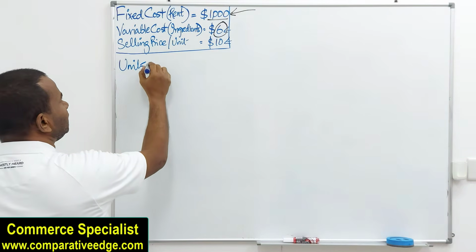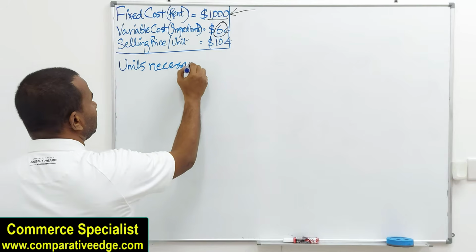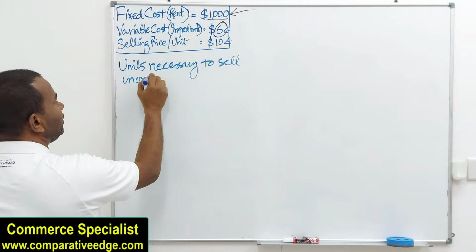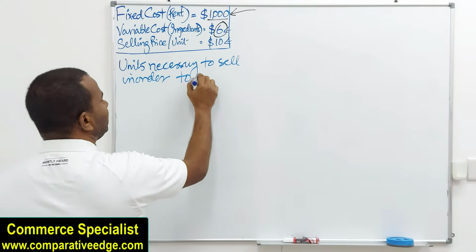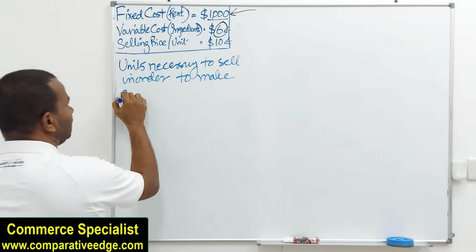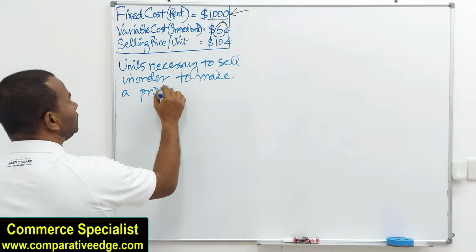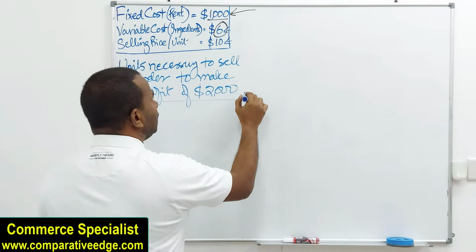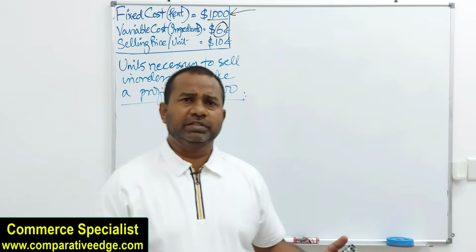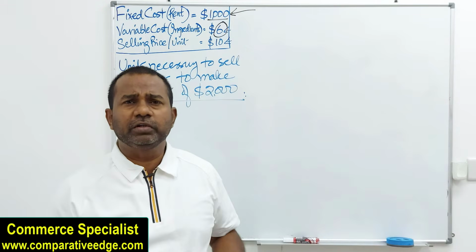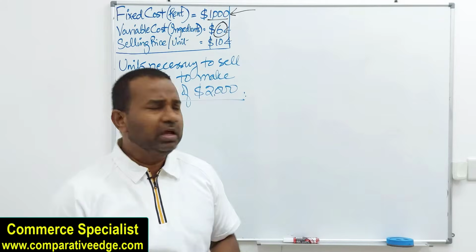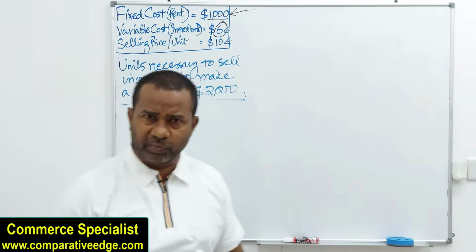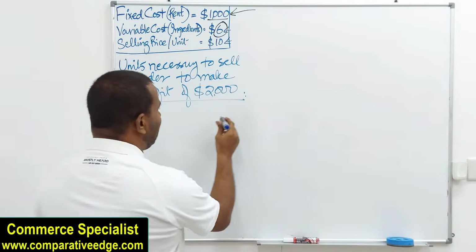Units necessary to sell in order to make a profit of $2,000. So as the owner, as the entrepreneur, as the business person, your expectation can be many. Here your expectation is that you want to make a profit of $2,000 the first month. Then how many units should you sell? Have a look at this.